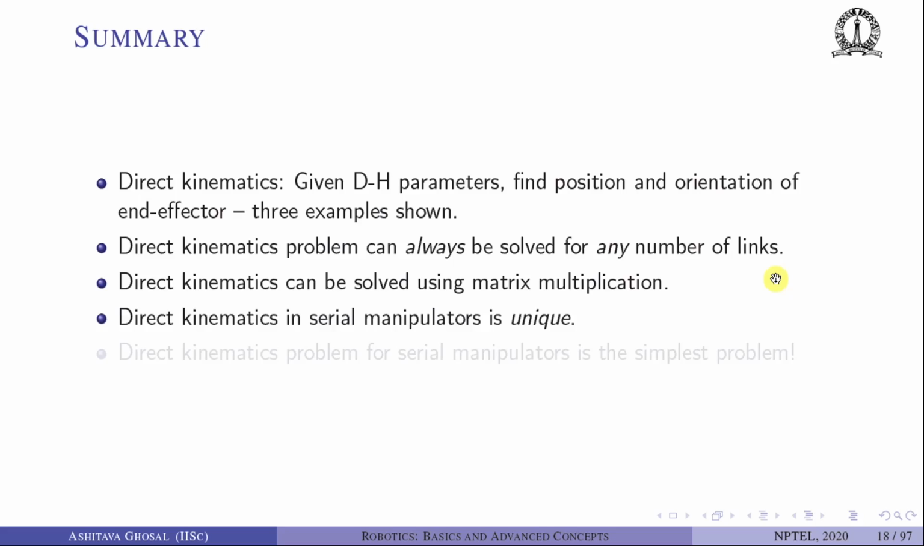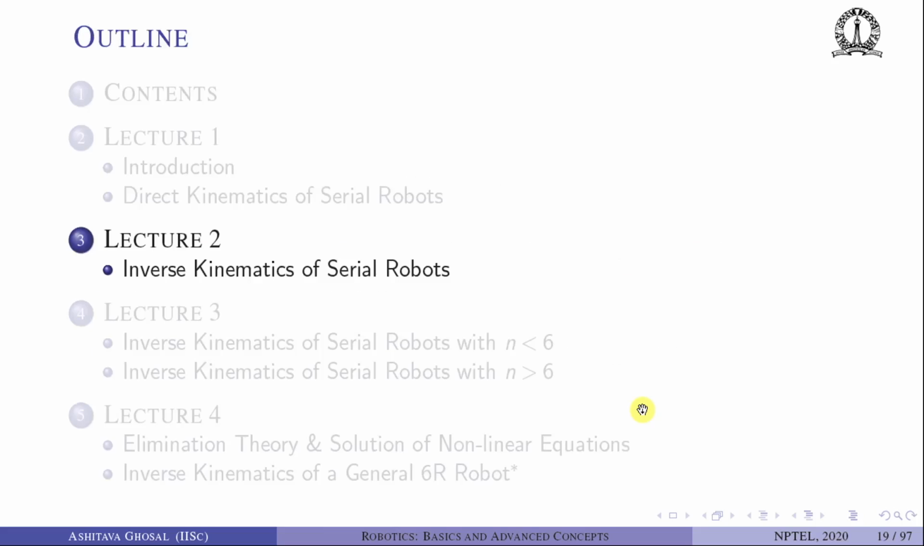The direct kinematics in a serial manipulator is unique. If I give you the DH parameters, then we can find the transformation matrix, and the final position and orientation of the last link with respect to the 0th link is unique. It's not possible to find more than one solution. And it turns out that the direct kinematics problem for a serial manipulator is the simplest problem. In the next lecture, we'll look at inverse kinematics of serial robots.